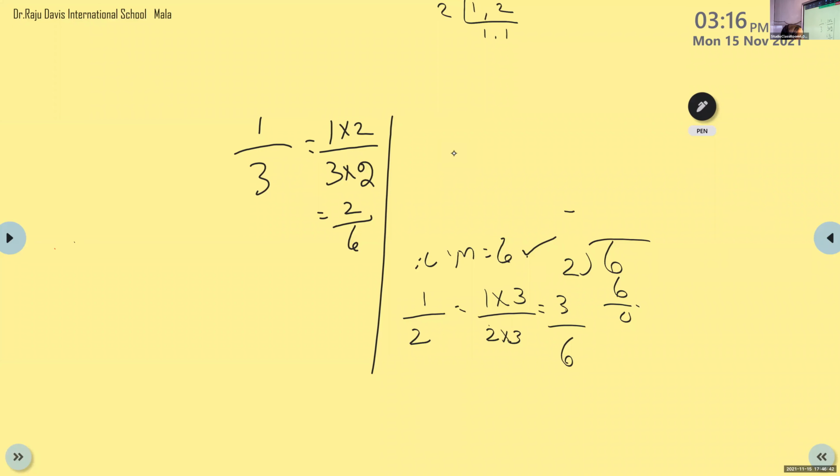Which is larger? The first fraction is larger because here the numerator is 3, here the numerator is 2. 3 by 6 is larger. If you want to add 3 by 6 plus 2 by 6, you will get 5 by 6. If you want to add, compare. Is it okay now?